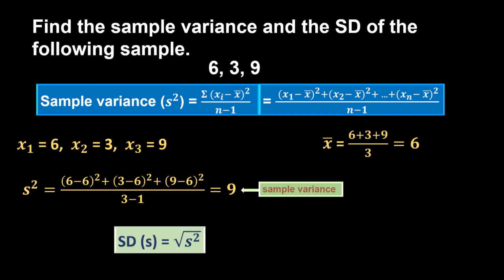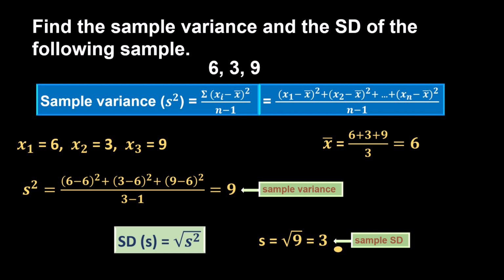Then how do we find the sample standard deviation? As I explained before, sample standard deviation is the square root of the sample variance. We know sample variance is 9. So the square root of 9 is 3. Therefore, the sample standard deviation is 3.